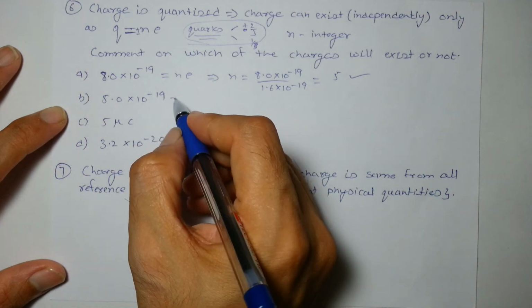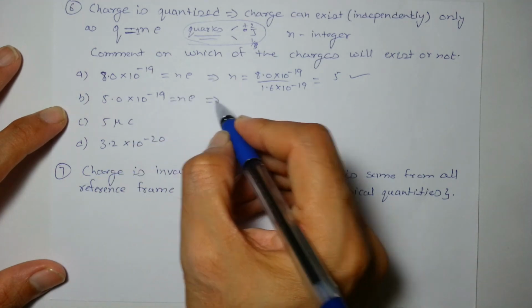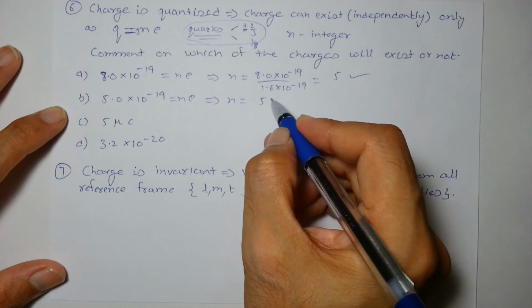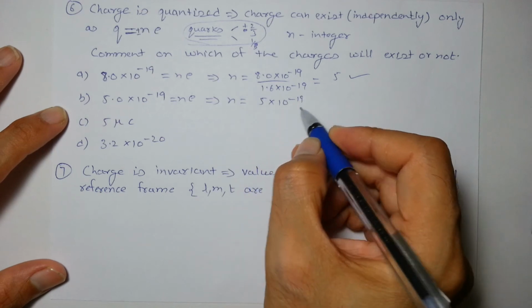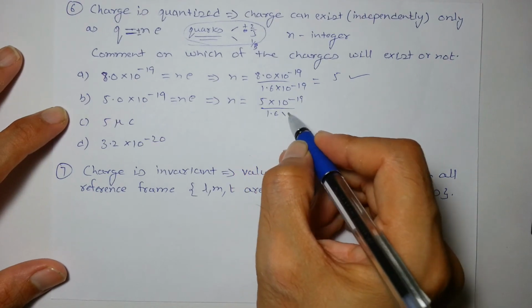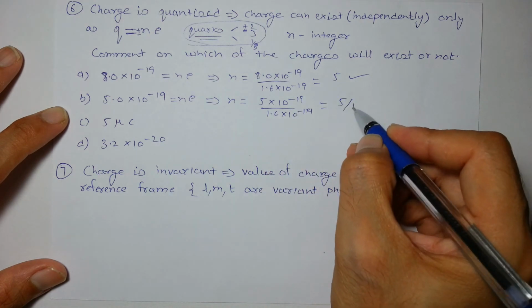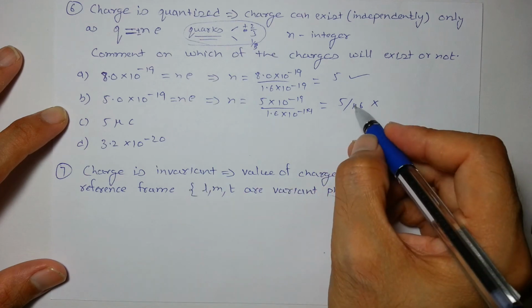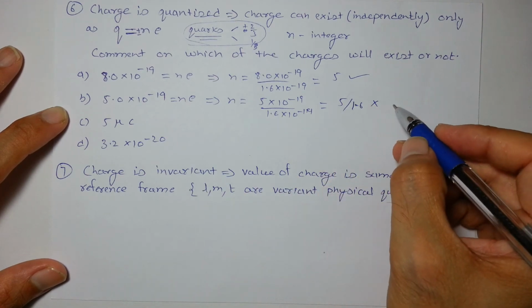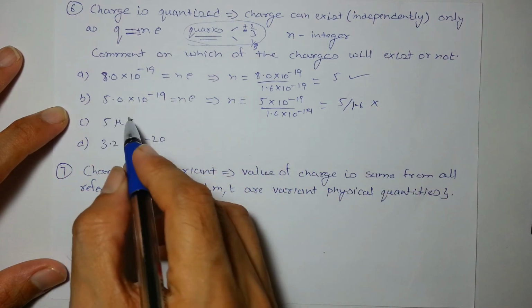In the next case, when we put it equal to Ne and try to find the value of n, we get 5 divided by 1.6 into 10 to the power minus 19. We get 5 by 1.6, which is not an integer. So this charge will not exist.